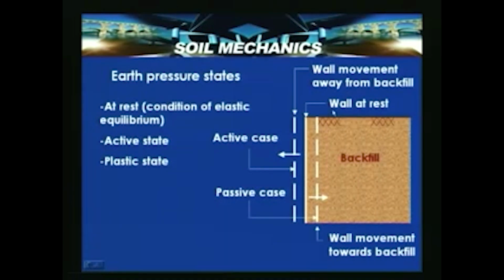So, with that you can get a uniform movement for the wall. In this case, a wall movement away from the backfill by a displacement, say delta h, which moves away from the fill, gives rise to a case referred to here as the active case. If the wall is pushed towards the backfill, then that is referred to as the passive case. So, among the earth pressure states, we define the at rest condition, that is the condition of elastic equilibrium, where the wall is at rest, with no movement, that is, a zero strain condition, which is next to impossible to maintain. So, the possibility of active and passive states is always there.